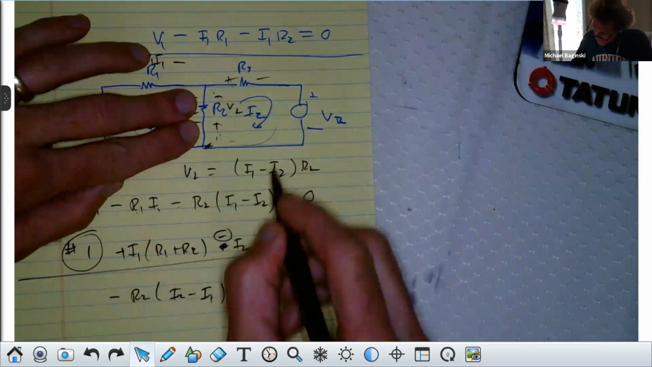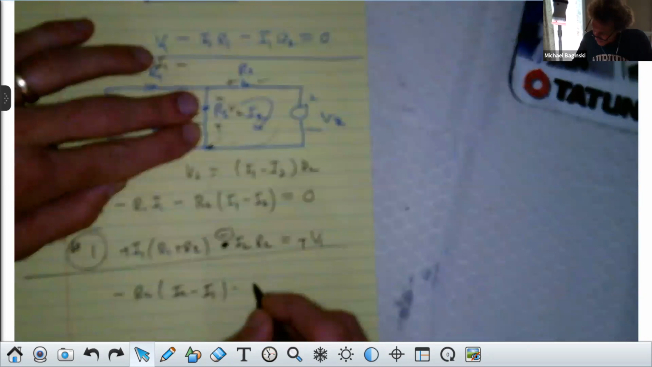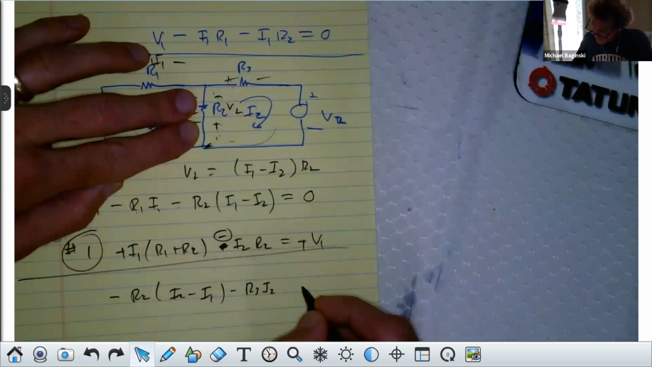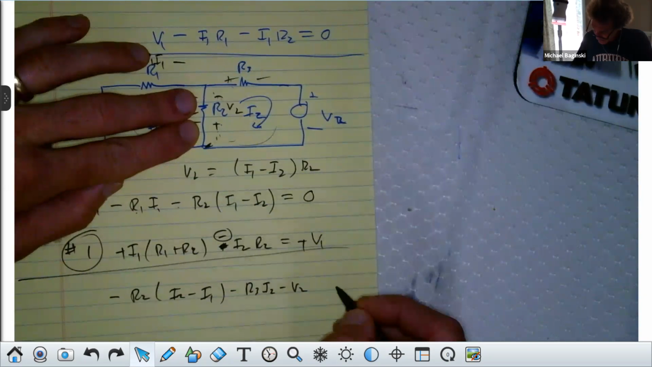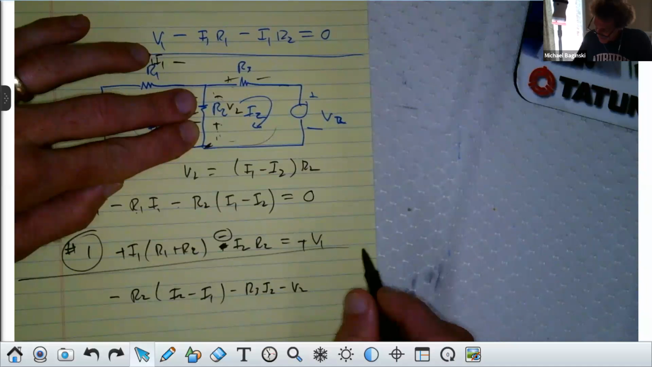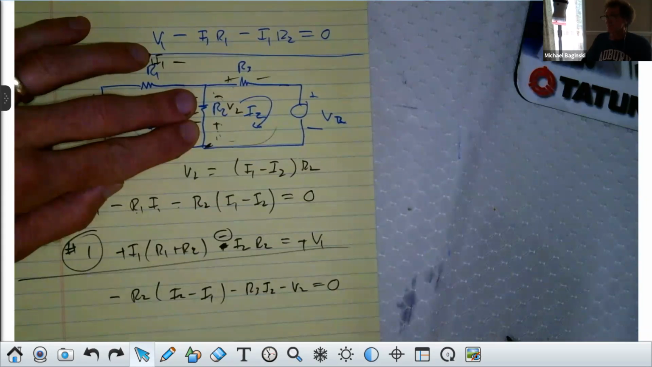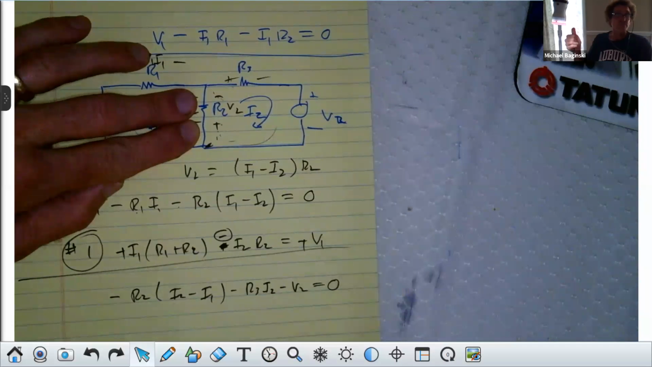Then you would have minus R3, right? Times I2, right? And then minus V2, correct? Equals 0. You all see that? And if you want to ask a question, if you don't mind muting your mic, go ahead. If it gets out of control, I'll let you know.